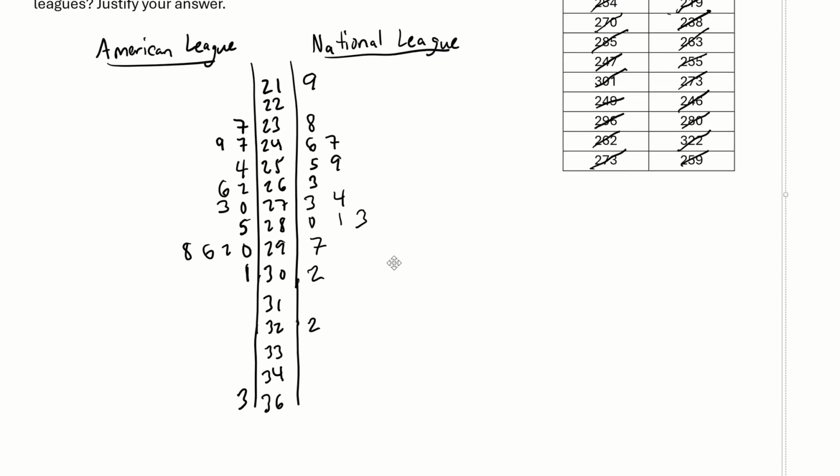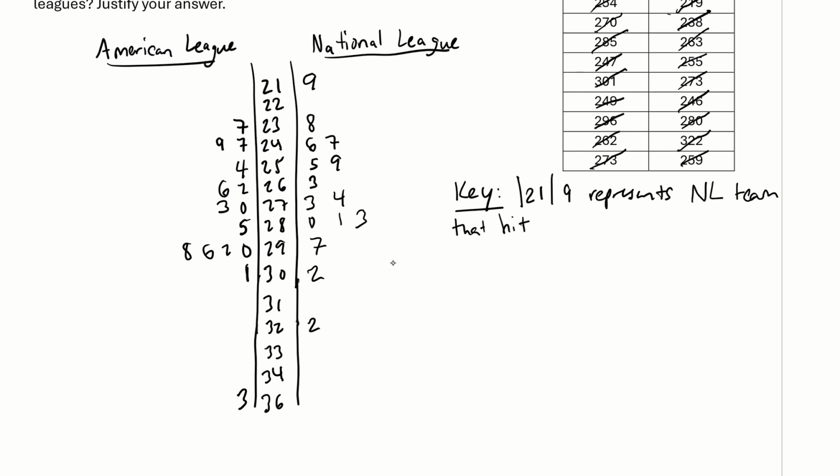All right, so there's our back-to-back stem plot. So then we're going to do a key here. There's a couple of ways that you could do the key. So you could say, okay, if I did this data point right here, that's 219, right? So I could do 21 slash 19. And sometimes I'll do a double because we got the two things here. 21 slash 9 represents a National League team that hits 219 doubles.